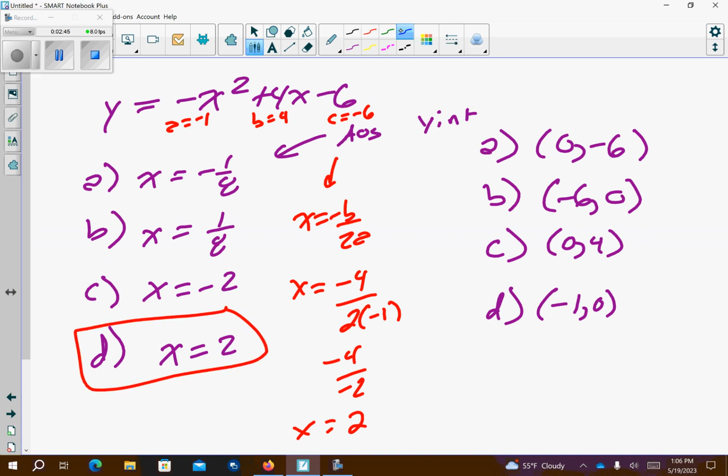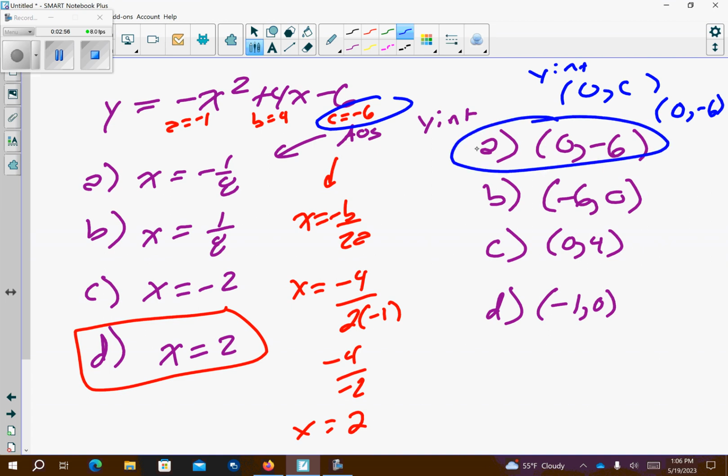In order to get the y-intercept, remember that's 0 comma c. Well, we found the c value to be negative 6, so that's 0 comma negative 6. So that might be something good to know for your problem.